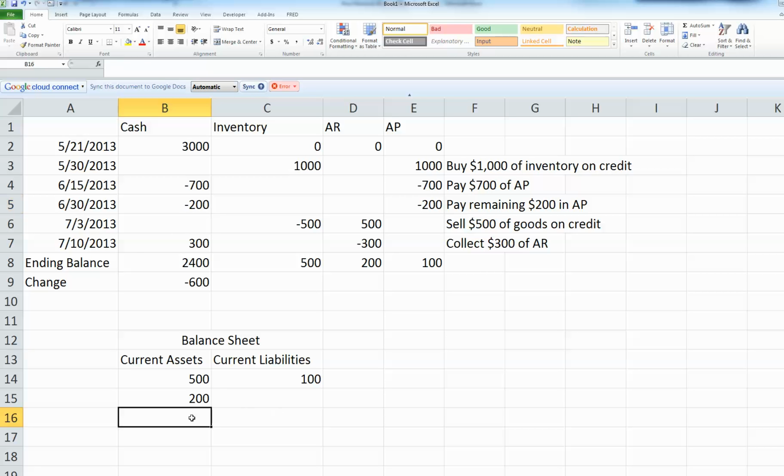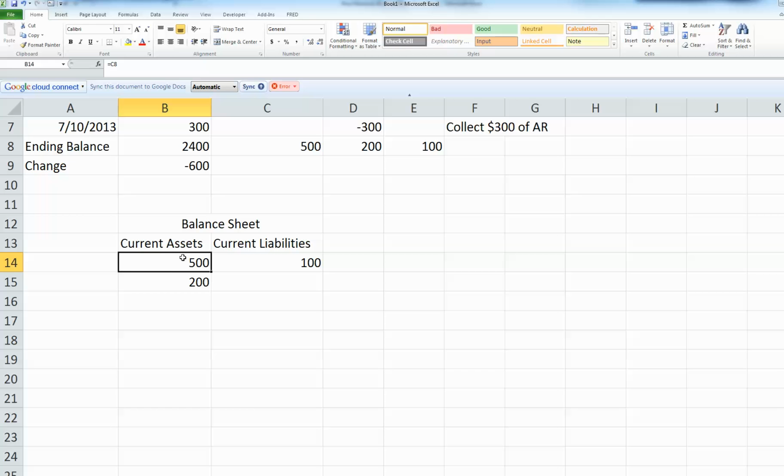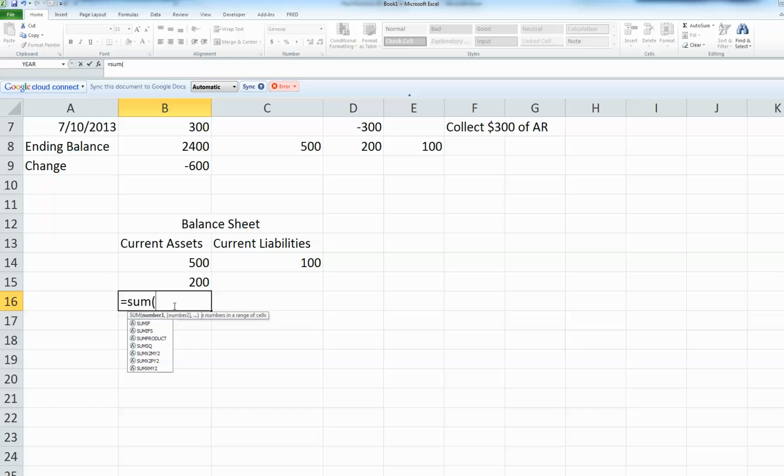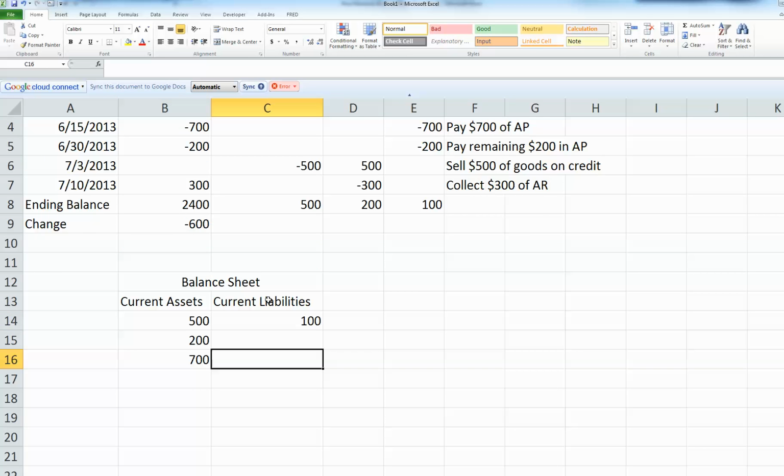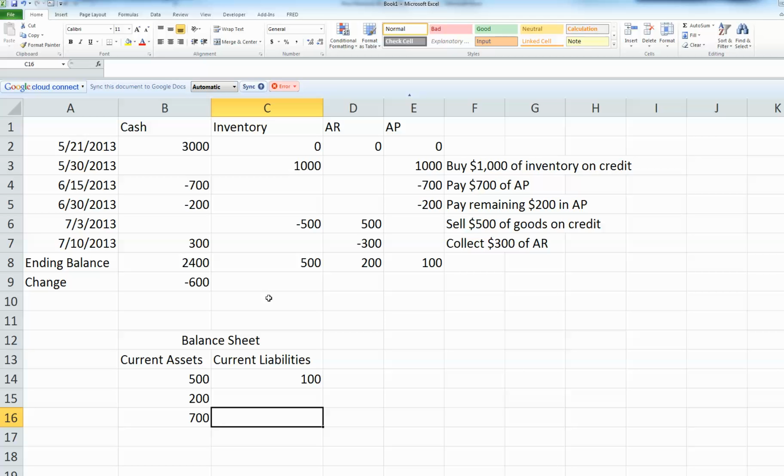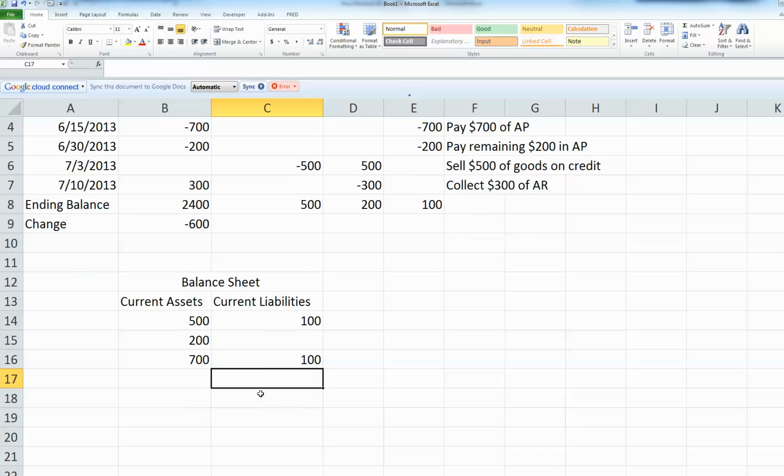Now things look a little better. What I'm going to do is sum my current assets except for cash. So that's inventory and accounts receivable. And I'm going to sum my current liabilities. In this case, it's just accounts payable. And I know it's kind of silly to sum that, but I'm just trying to give you an idea that if you had more than one accounts payable or more than one current liability, it would go here, and I would sum all of them.